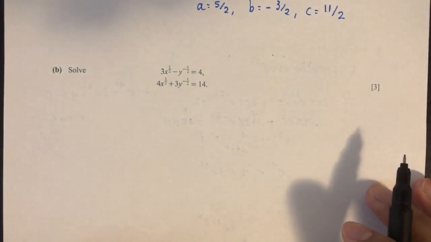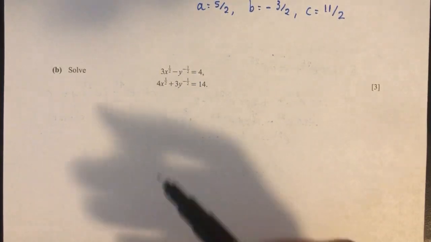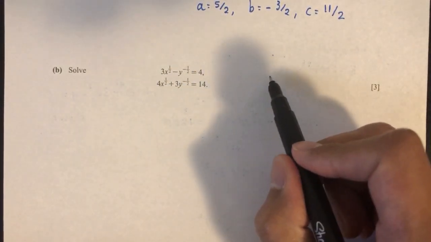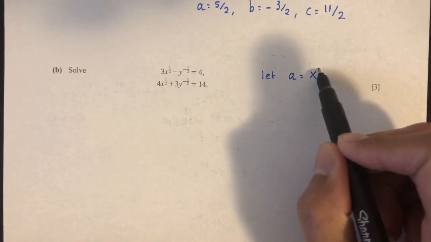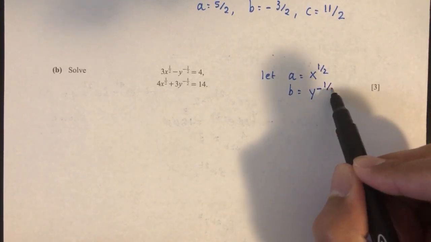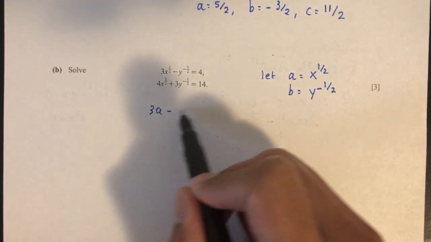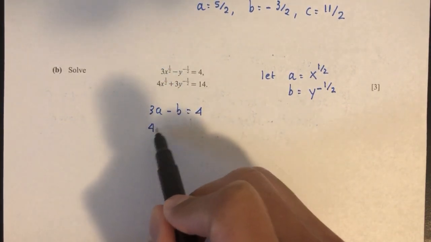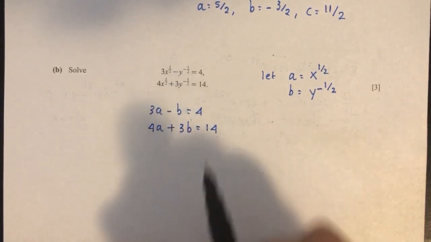Now for part B, we have to solve this equation. This is kind of hard to understand because of the powers. So what we can do is say, let a equal to x^(1/2) and b equal to y^(-1/2) for now. So let's replace. We have 3a minus b equal to 4. We have 4a plus 3b equal to 14.